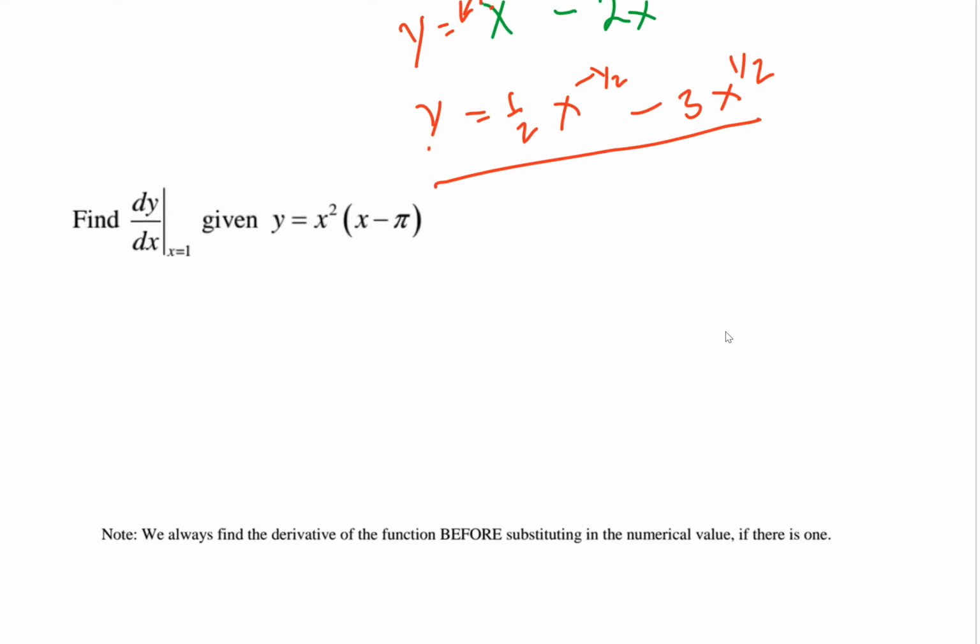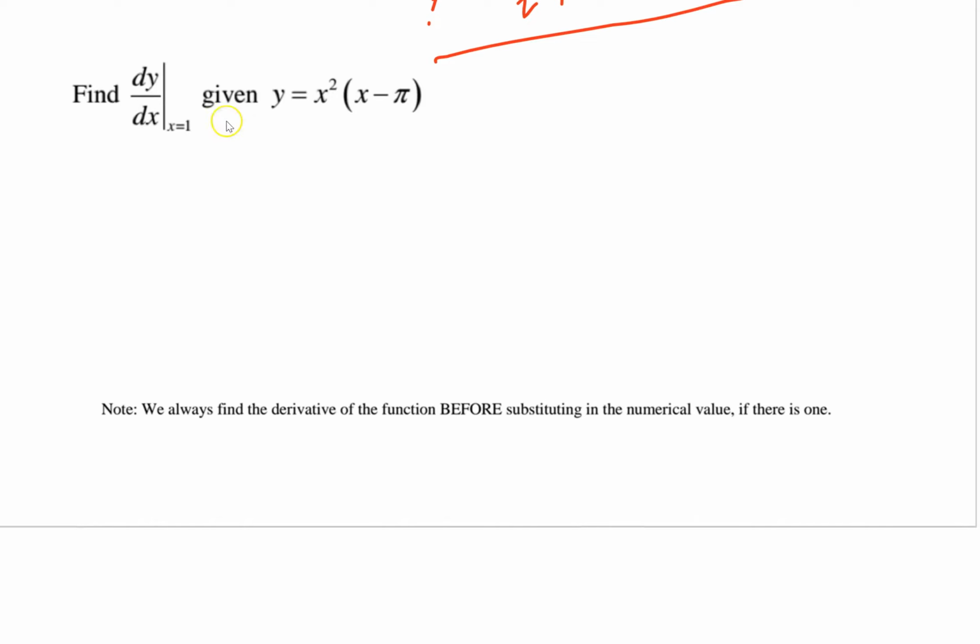Okay, one more left. Find dy/dx at x equals 1 given this. So the problem here is they want me to take a derivative of this, and then at the end we plug in 1. No, we always find the derivative before we plug in the value. So we do all the calculus first, and then we just plug it in. If we want to get rid of this one, again, notice I cannot multiply, I don't know how to do that yet. What I do know how to do is distribute.